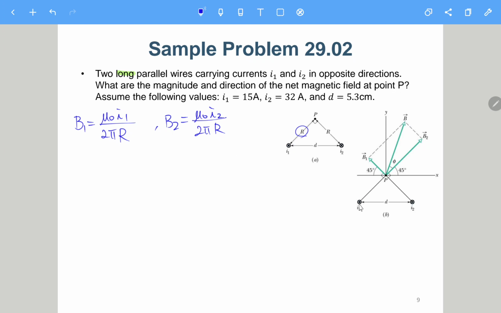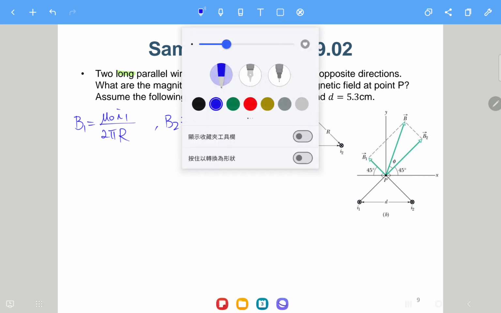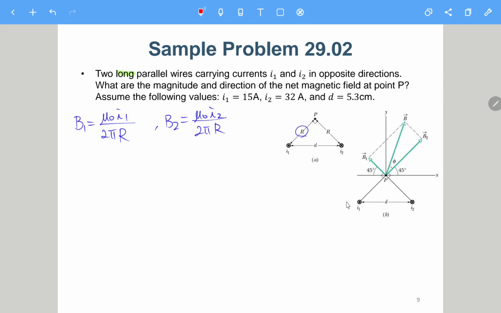So we need to use the right hand rule to determine the direction of the B field. For example, I1. We can draw a circle like this. The center of the circle is of course at this point, and the radius is capital R. Then we can use the right hand rule to determine the B field at this point. You use your thumb pointing out of the page, which is the direction of the current I1, and then your forefinger will be in this direction. This is counterclockwise, which means that at this point it should be pointing to the top left. So you can see B1 here.